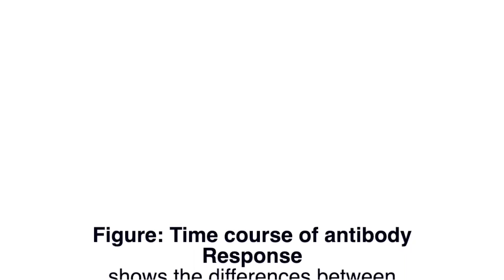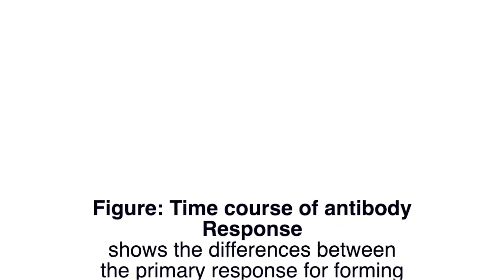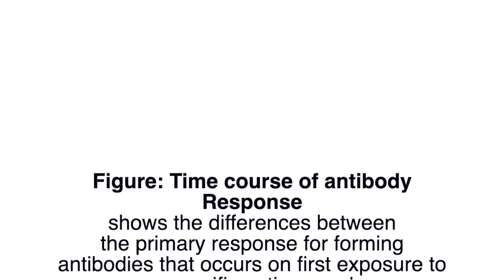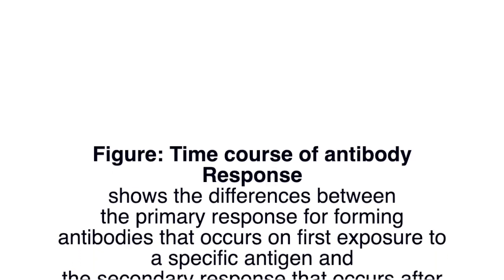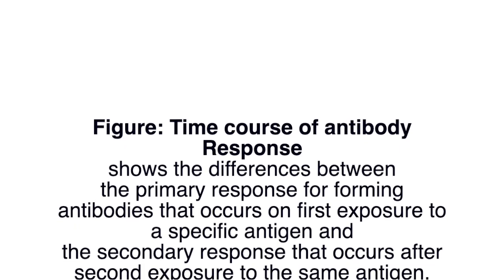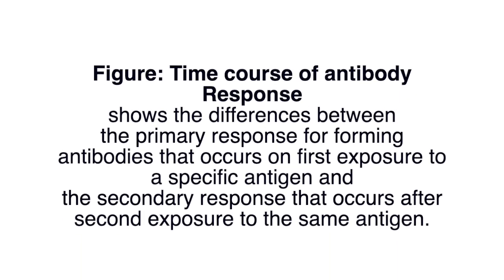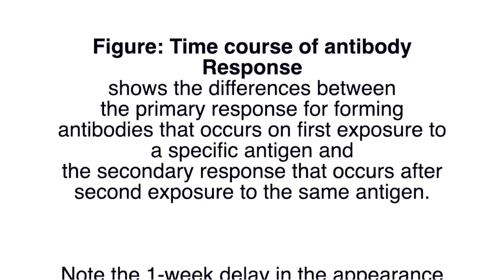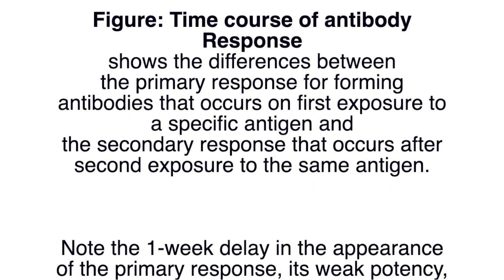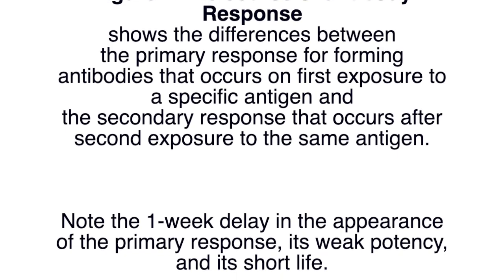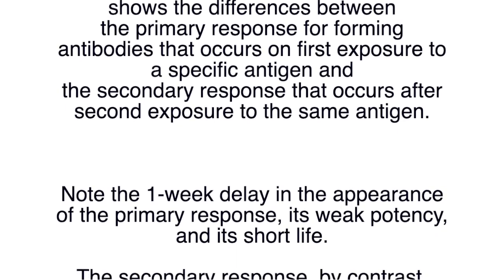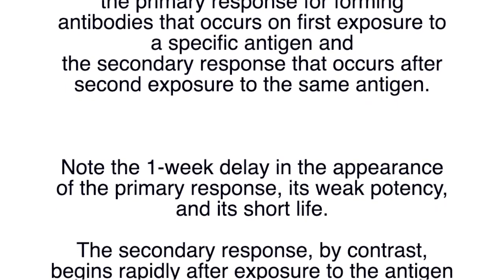See the figure time course of antibody response shown just earlier. This shows the differences between the primary response for forming antibodies that occurs on first exposure to a specific antigen and the secondary response that occurs after second exposure to the same antigen. Note the 1 week delay in the appearance of the primary response, its weak potency, and its short life.